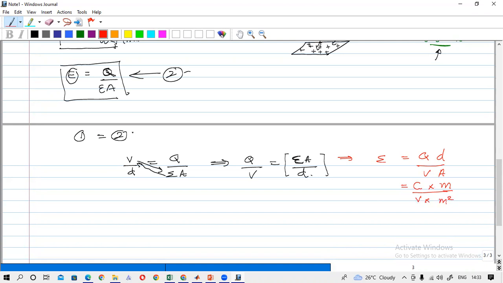So you can see that you can get C per V per m, and in other form, C V minus 1 m minus 1. So this is one unit for epsilon. I think you can get other units also. You can derive other units also, because this epsilon is not a basic parameter.